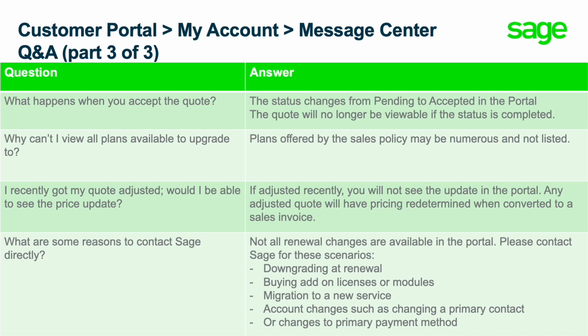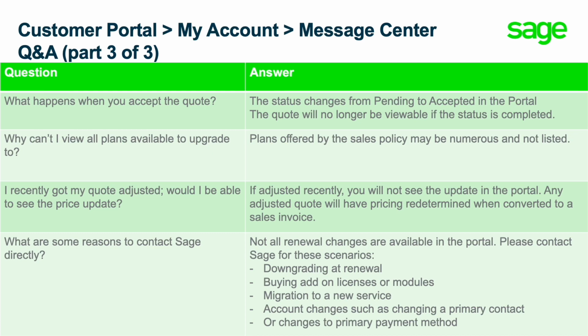Another question: why can't I view all plans available to upgrade to? Plans offered by the sales policy may be numerous and not listed. I recently got my quote adjusted. Would I be able to see the price update? If adjusted recently, you will not see the update in the portal. Any adjusted quote will have pricing we determined when converted to a sales invoice.